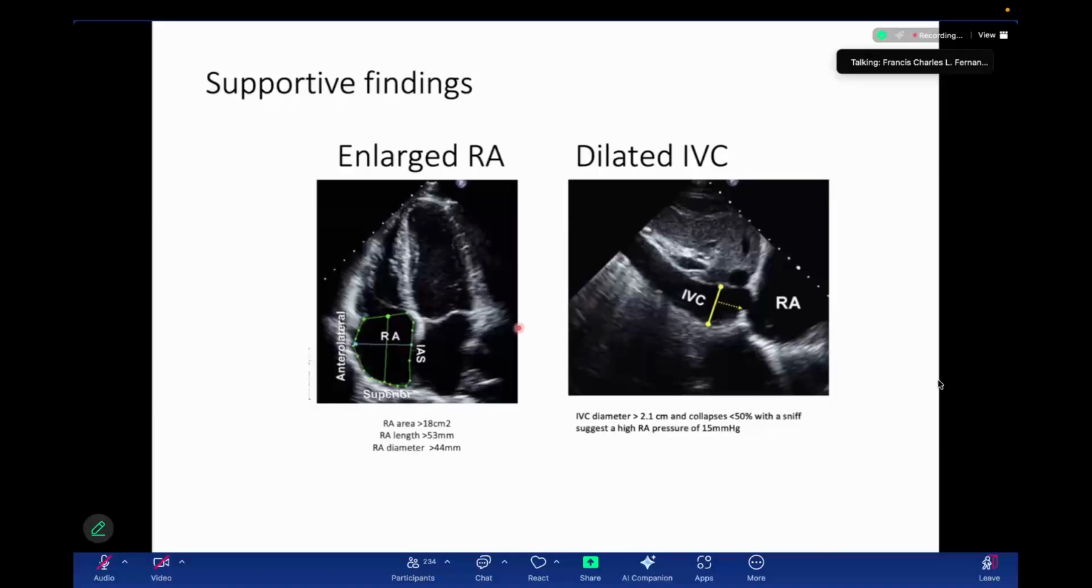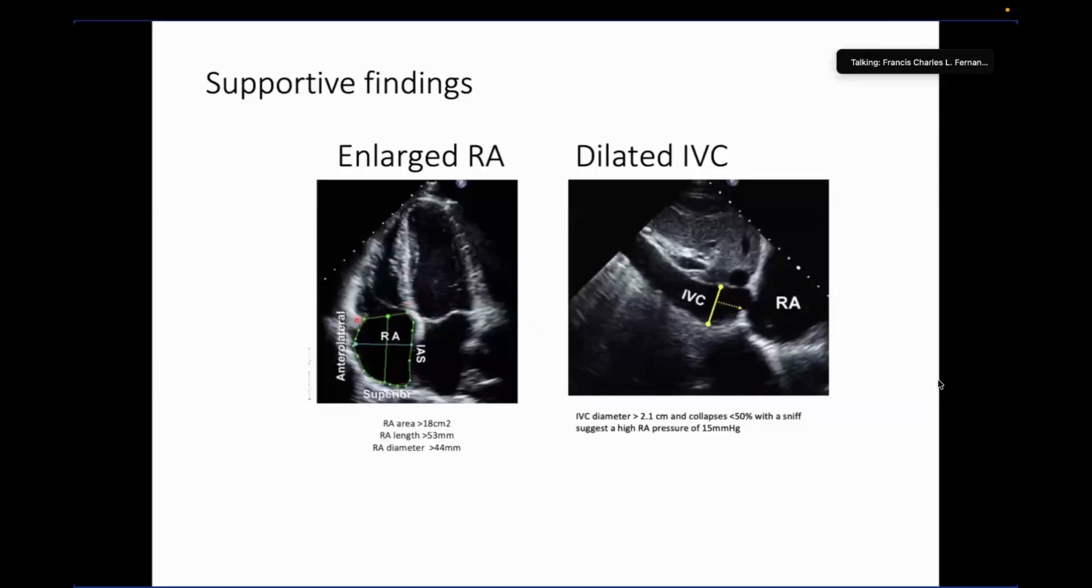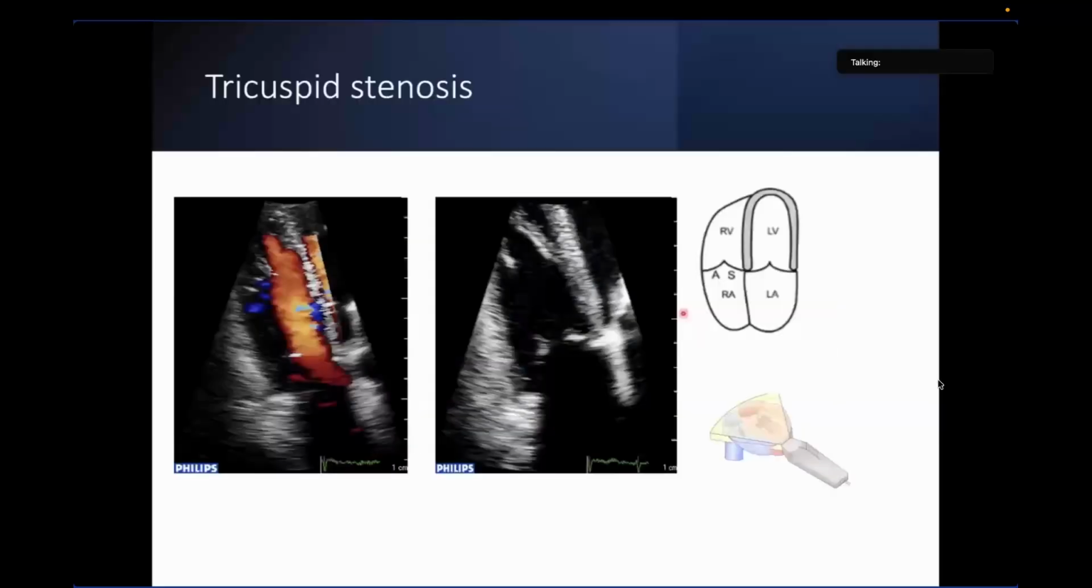So you have here a large right atrium and the annulus has dilated. Okay. So an example, I hope this plays. I think it does not.